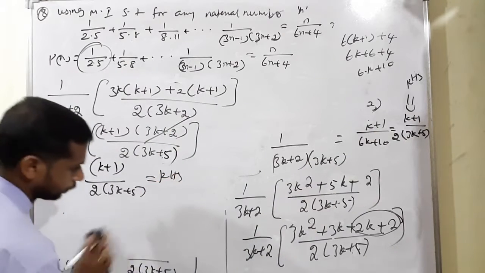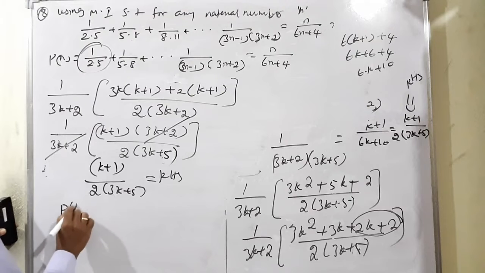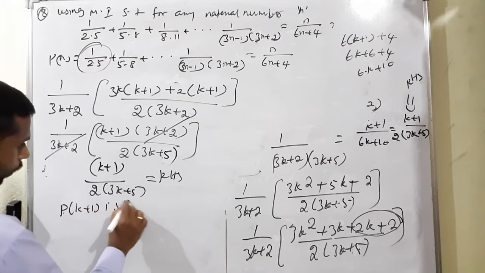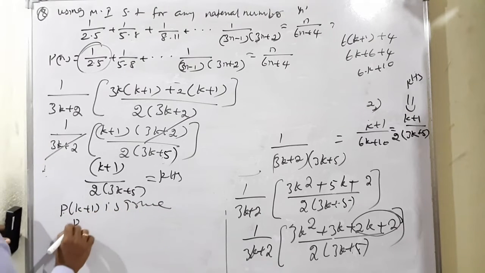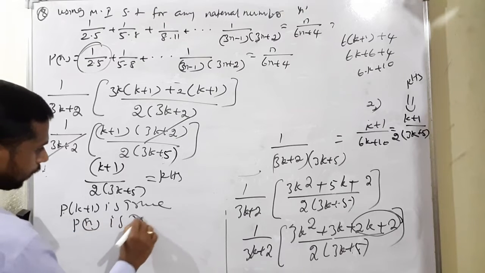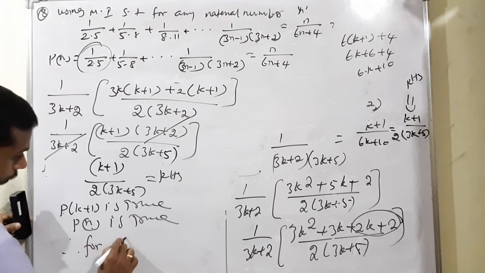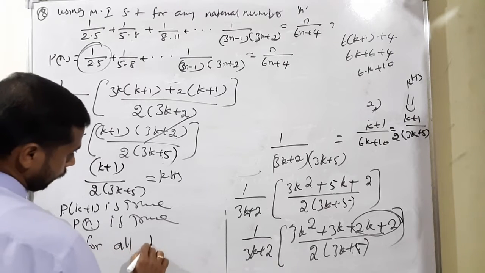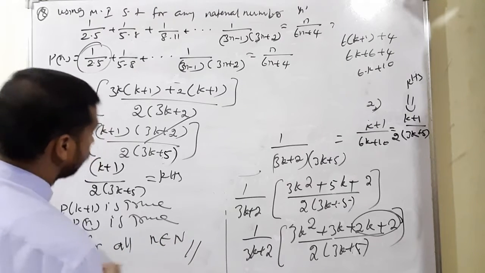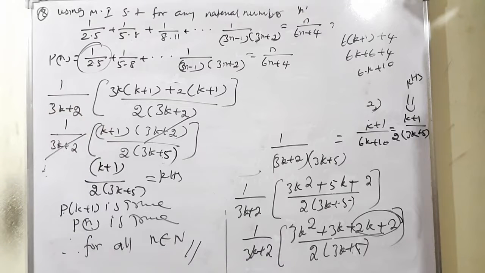Therefore, P of k plus 1 is true. P of k plus 1 is true means P of n is true for all natural numbers n. Okay. So I will continue with the next question.